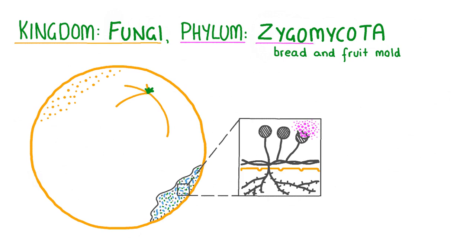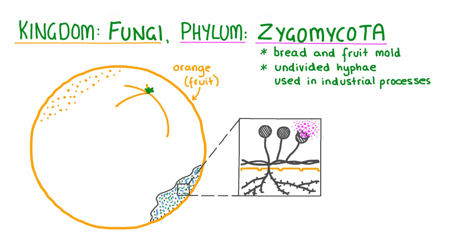Fungi in the phylum Zygomycota include many of the species that we commonly call mold, that grow on bread and fruit. For instance, on this orange. The hyphae of Zygomycota are completely undivided, except for during reproduction or when blocking off dead or damaged sections. Many of the species within the Zygomycota phylum are used in important industrial processes and even some food production. The fruiting bodies of species within Zygomycota are called sporangia, or a singular sporangium. The sporangia are tiny structures filled with spores.